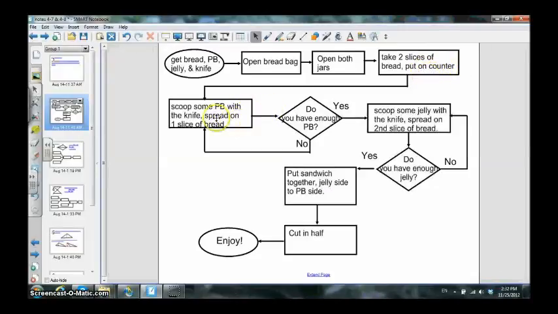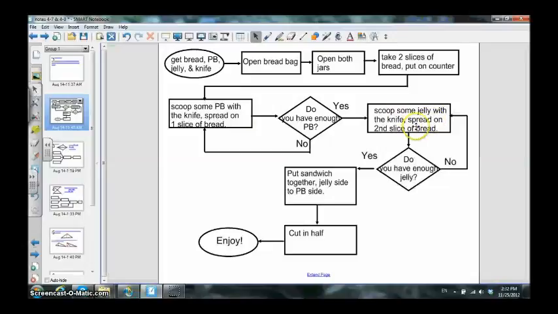From the 2 jars, I can scoop what I need to. First, I'll scoop some peanut butter out and put it on 1 slice of bread. The question is, do I have enough? If I'm not happy, I'll go back and get some more peanut butter. If I am happy, I'm going to continue on.